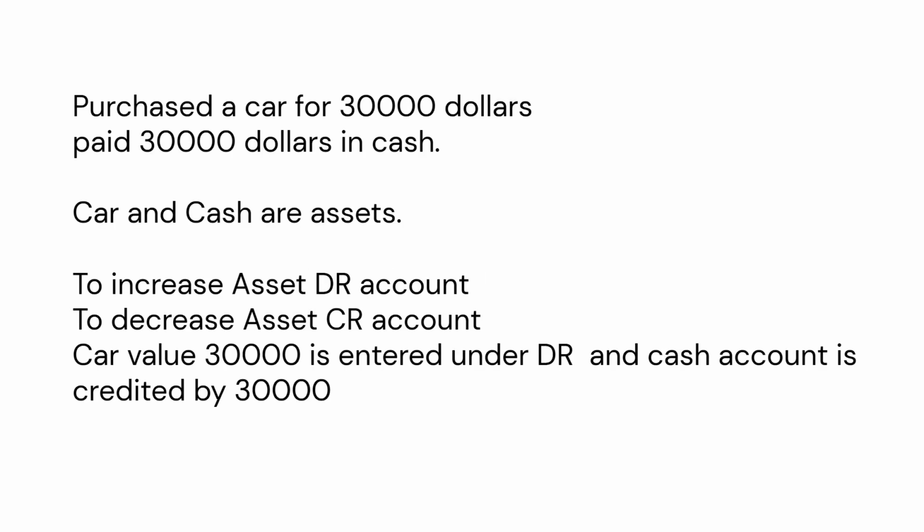Example 1. Suppose I purchased a car for $30,000. I paid $30,000 in cash. We know that the accounting equation is assets equal liabilities plus shareholders' equity. To increase an asset, debit the account. To decrease an asset, credit the account. In this case, the car is an asset, so the asset is increased. So we are debiting $30,000.